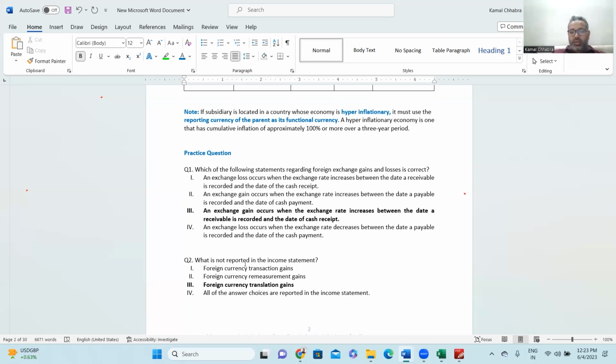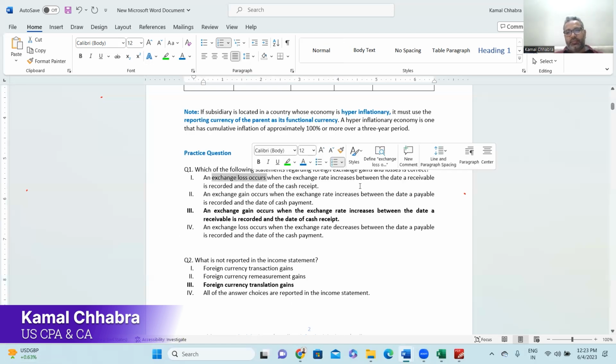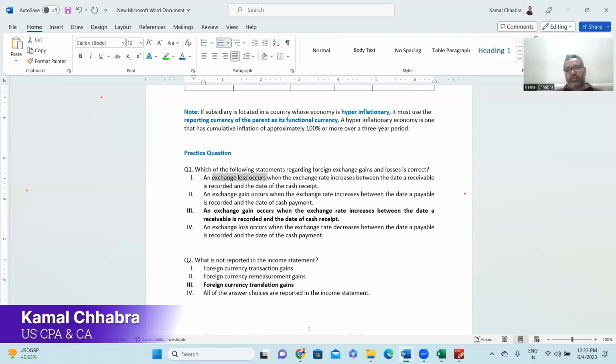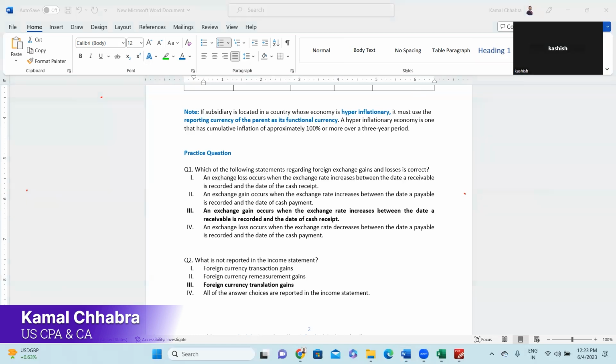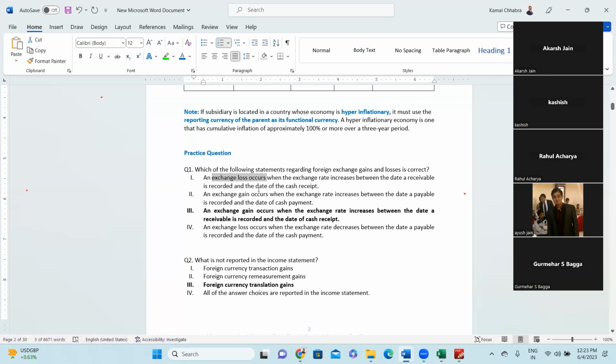An exchange loss occurs when exchange rate increases between the date the receivable is recorded and the cash receipt. Will it be a gain or loss? Gain. So hence the first option is incorrect. Right? They are asking loss, but this situation gives rise to gain. Right? Kashish? Sir, the question is talking about both gains and losses. No. Here the option says loss only. Okay, fine. So hence this option is incorrect.